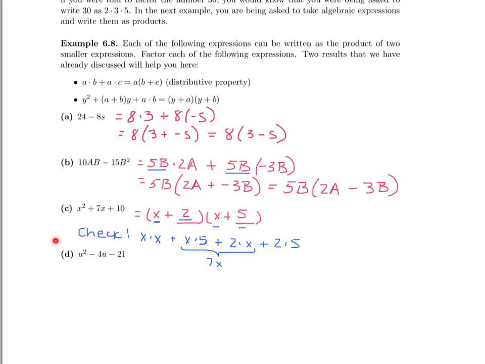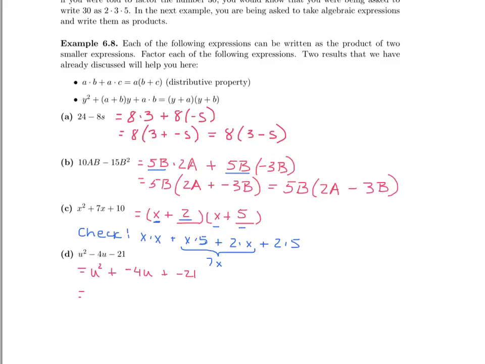Now let's look at part D. If you look at the expression in part D, notice that it fits this template up here. We have a squared variable, we have a middle term involving one factor of the variable, and then we have a final constant term. However, up here we were adding all of these quantities, whereas down here we have subtraction. So the first thing I'm going to do is change these subtractions into additions. I'll write this as u squared plus a negative 4u plus a negative 21.